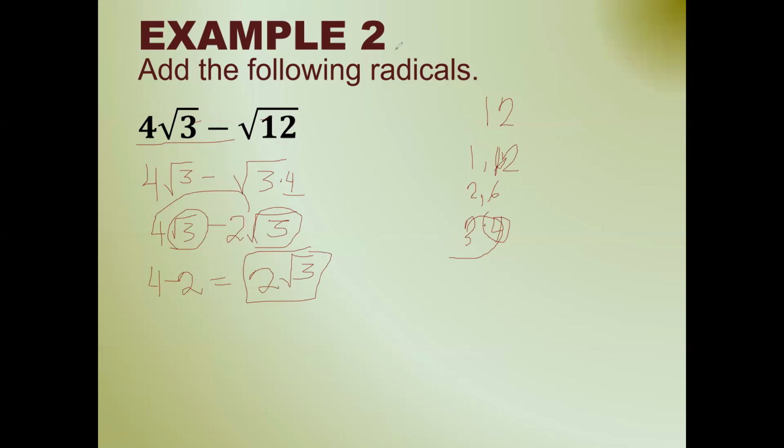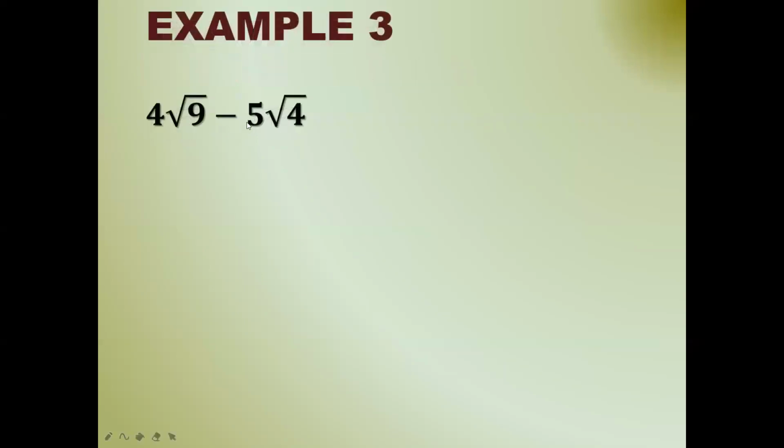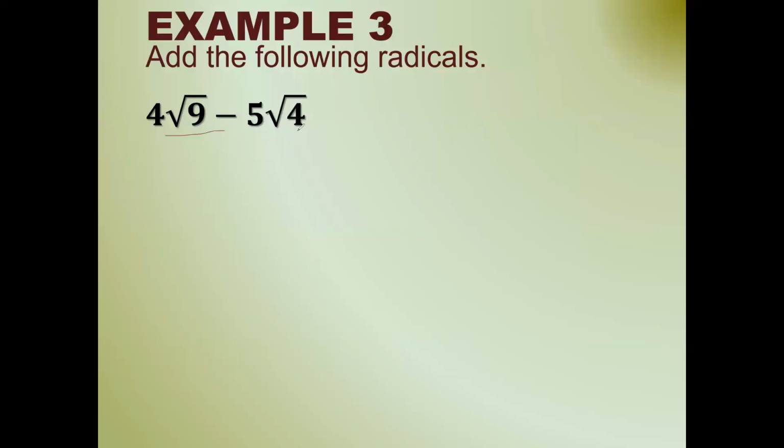Final answer, 2 square root of 3. Next example. Hindi natin pwede directly i-subtract ng dalawa, but we can simplify. So for square root of 9, take note that 9 is a perfect square number. So square root of 9 is 3. So 4 times 3, multiply natin yan. Kapag nakuha natin ng square root ang isang number, multiply natin siya sa coefficient niya.